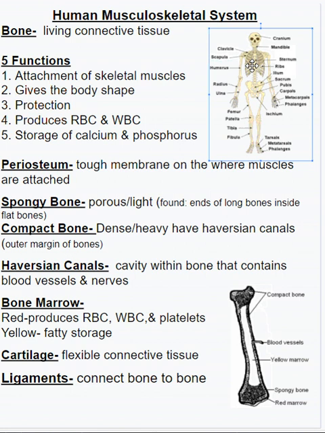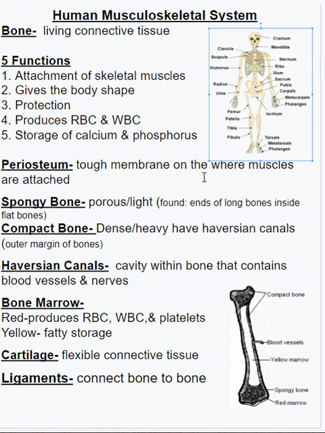The bones also have marrow on the inside of them, and that marrow is responsible for producing red blood cells and white blood cells. And the skeleton is also a storage house for calcium and phosphorus, which is critically important for the function of muscles and nerves.